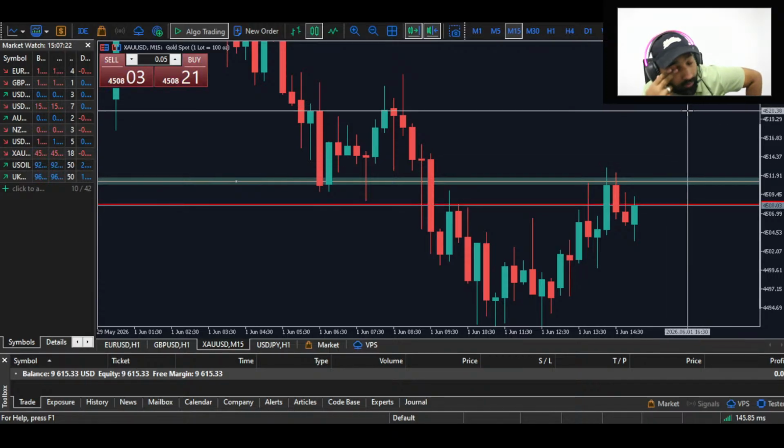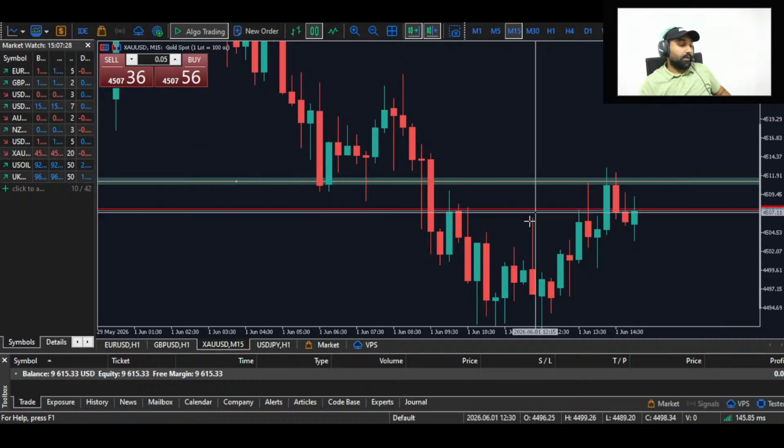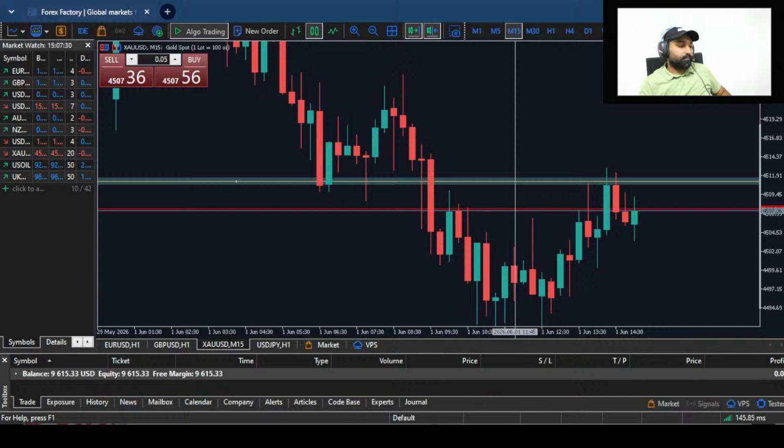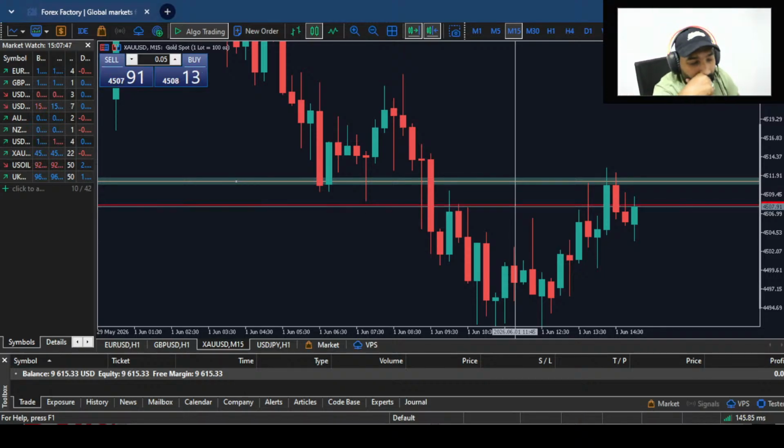What we are going to do now is that if this candle breaks up, because New York is open, we will wait. London will close in 4 hours from now, and New York is open now.